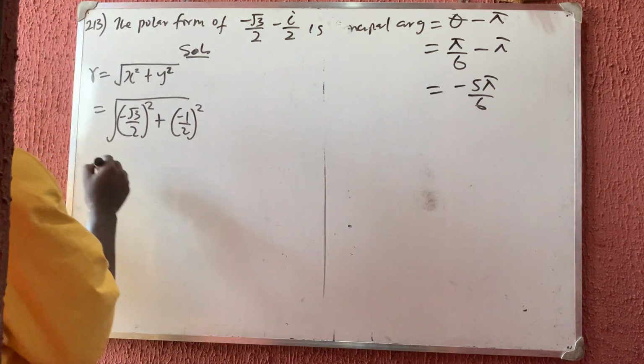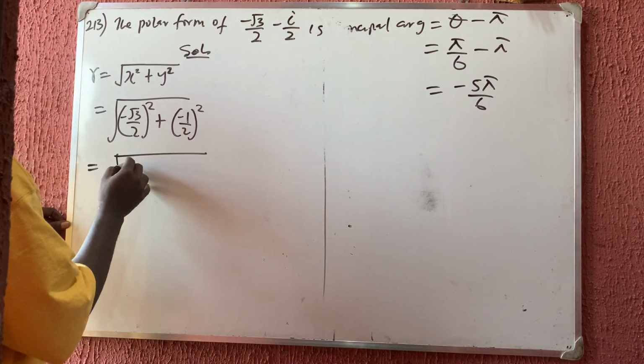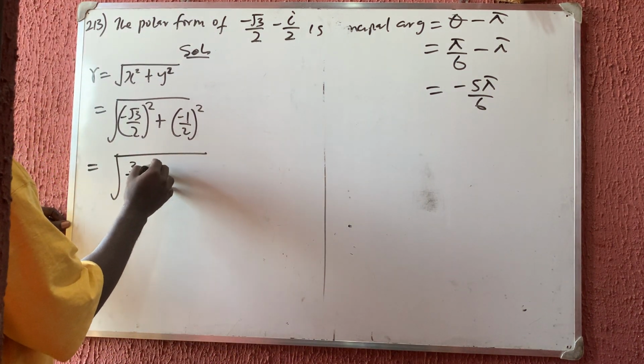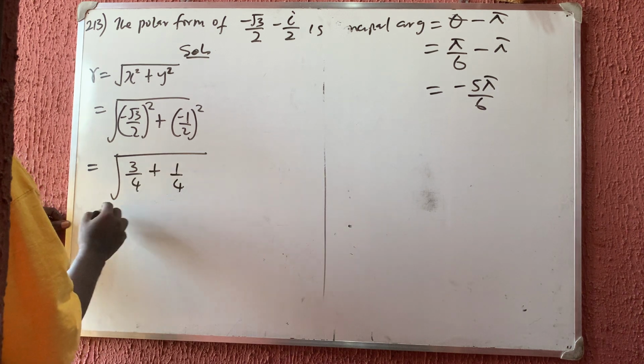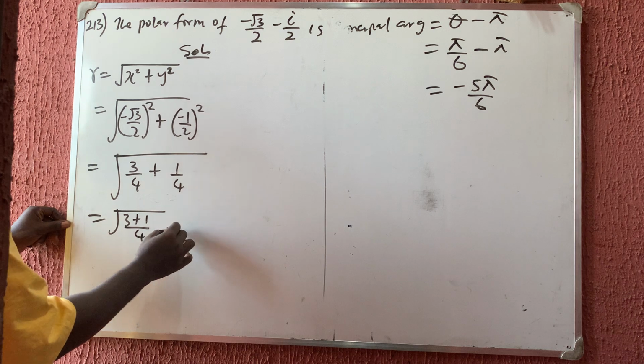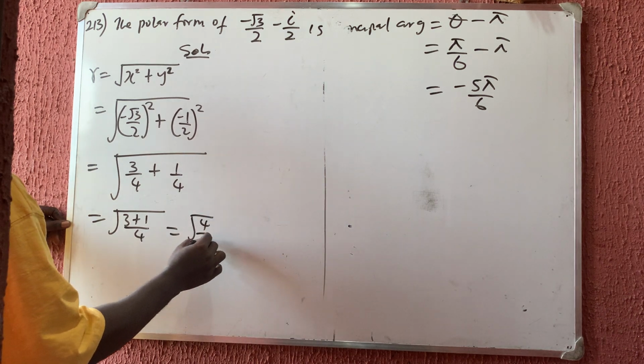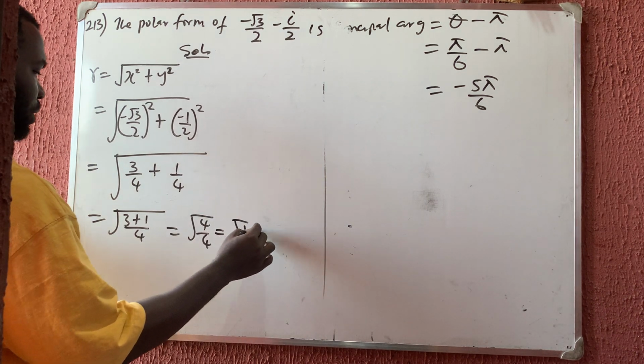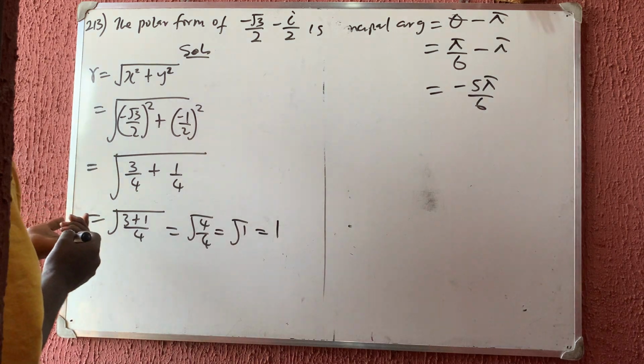So what do we have? This is the square root of 3 over 4 plus 1 over 4. So I have the square root of (3 plus 1) over 4, which is the square root of 4 over 4, which is the square root of 1, which is equal to 1. So that is my modulus.